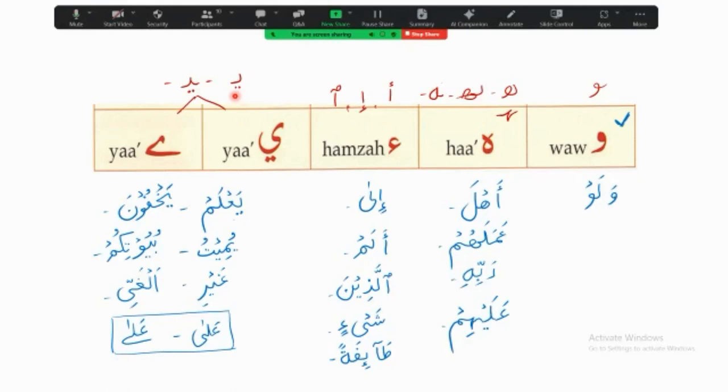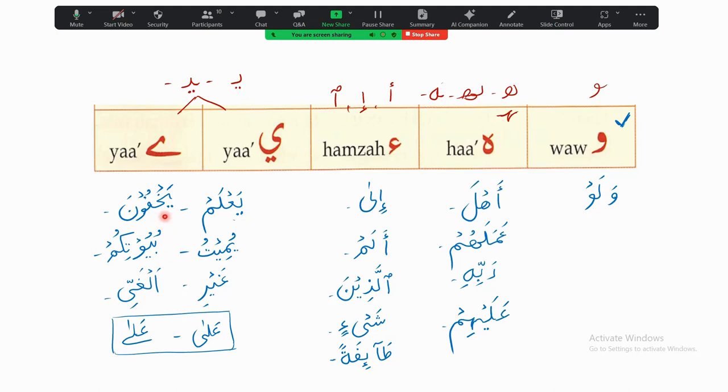Also, you are not supposed to confuse this ya with the letter ta. Why? Because the ya letter has two dots below it, and the ta letter has two dots above it. Right? So let's see the example here of the word ya'lam. Here the ya is at the start, and it looks something like this. Okay, so the ya is sometimes written like this as well.